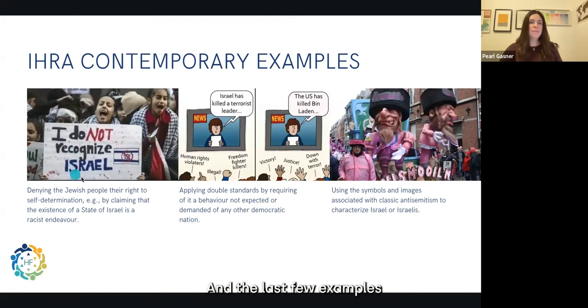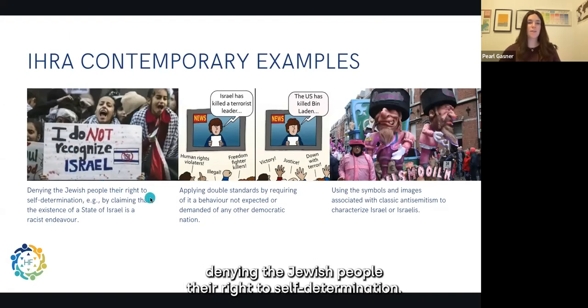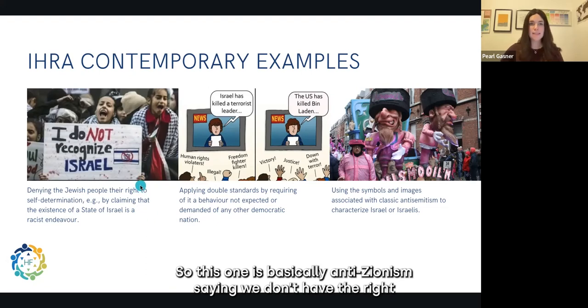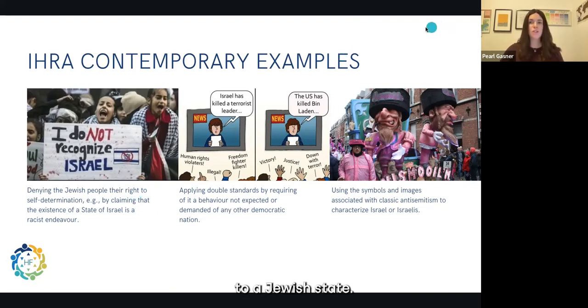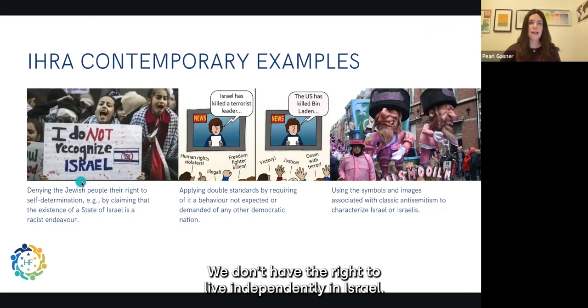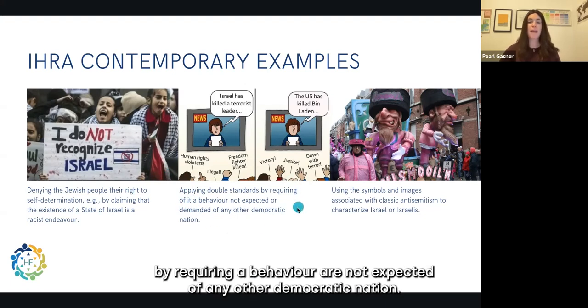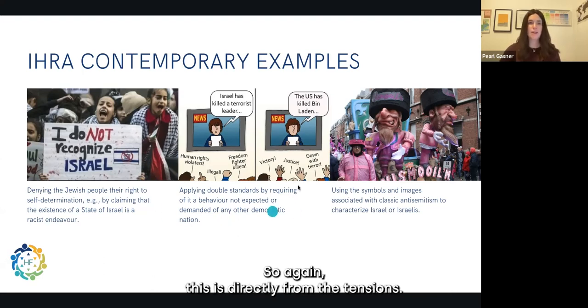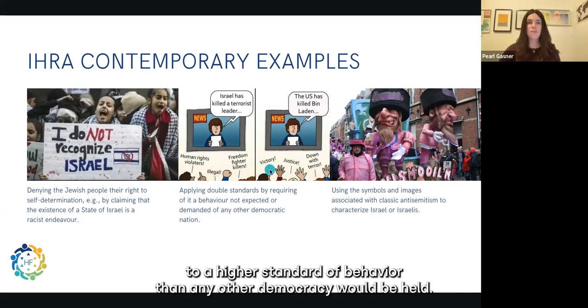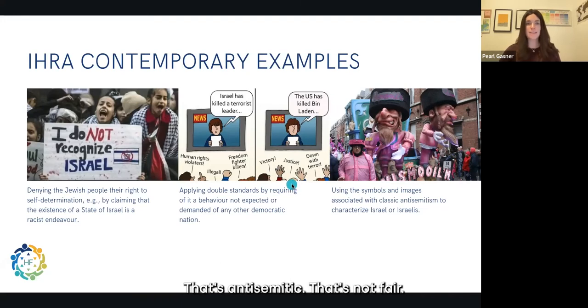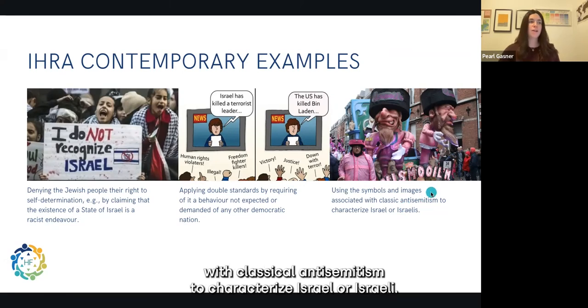And the last few examples: denying the Jewish people their right to self-determination. This one is basically anti-Zionism, saying we don't have the right to a Jewish state. We don't have the right to live independently in Israel. Applying double standards by requiring a behavior not expected of any other democratic nation. Again, this is directly from Natan Sharansky's 3D test: if Israel is held to a higher standard of behavior than any other democracy would be held, that's anti-Semitic, that's not fair. And finally, using symbols and images associated with classical anti-Semitism to characterize Israel or Israelis.